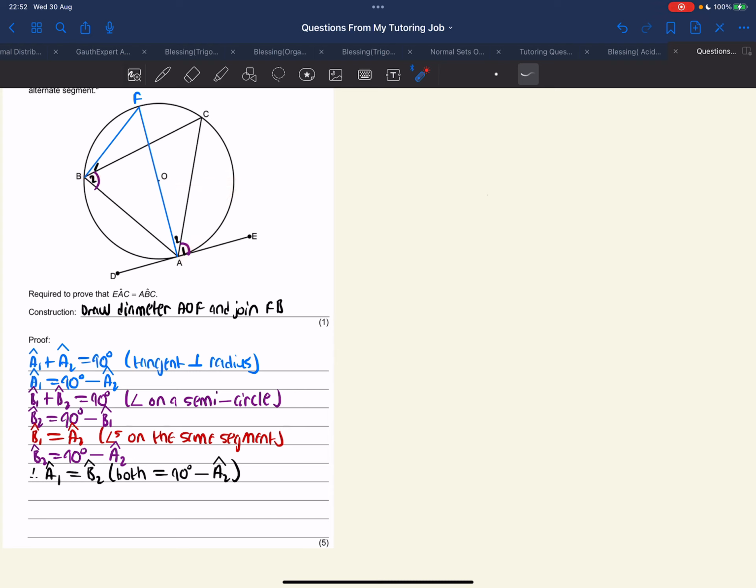All right, but this is the one that I actually chose to prove that theorem.